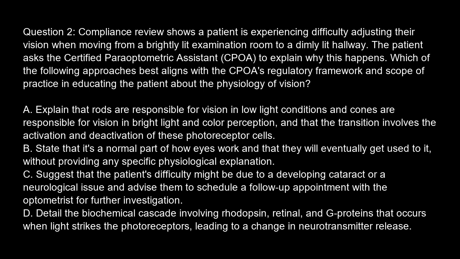Option B. State that it's a normal part of how eyes work and that they will eventually get used to it, without providing any specific physiological explanation. Option C. Suggest that the patient's difficulty might be due to a developing cataract or a neurological issue, and advise them to schedule a follow-up appointment with the optometrist for further investigation. Option D. Detail the biochemical cascade involving rhodopsin, retinal, and G proteins that occurs when light strikes the photoreceptors, leading to a change in neurotransmitter release.